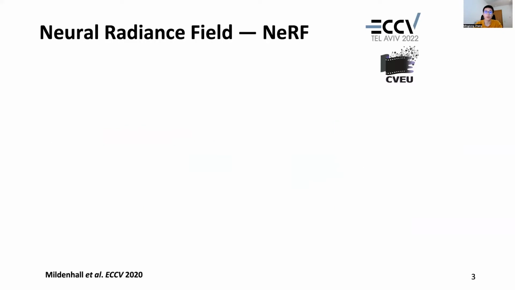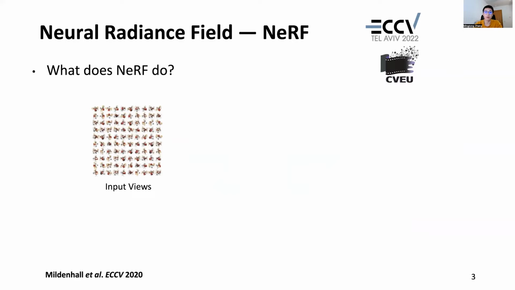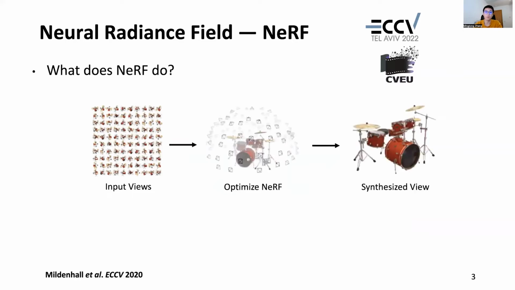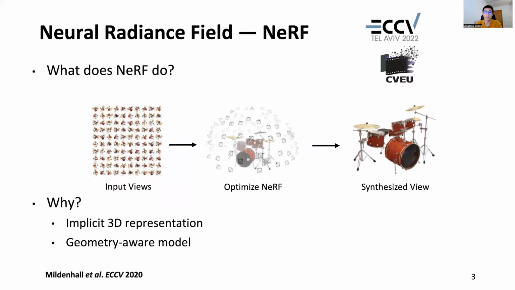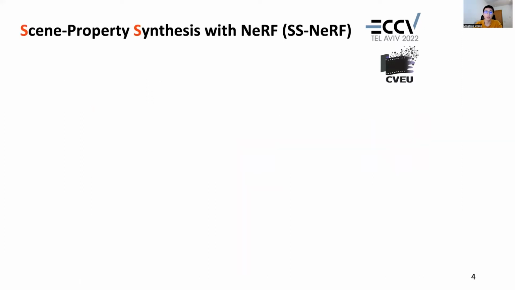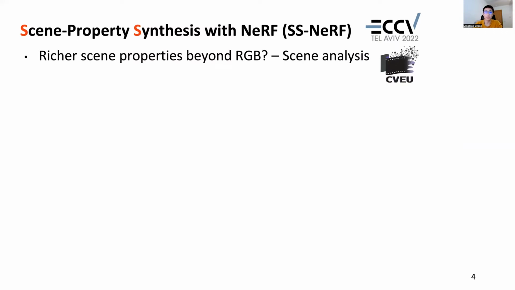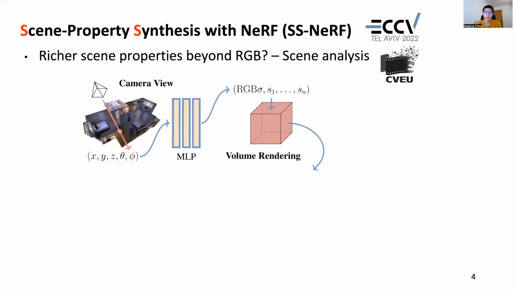One of the most influential works for novel view synthesis is Neural Radiance Fields, known as NeRF. Given a set of images captured from multiple views, NeRF learns to render the scene from novel observing views. NeRF shows great capability of implicit geometry-aware 3D representation. Here, we are interested in a different question. Could this implicit representation be extended to richer scene properties beyond RGB?